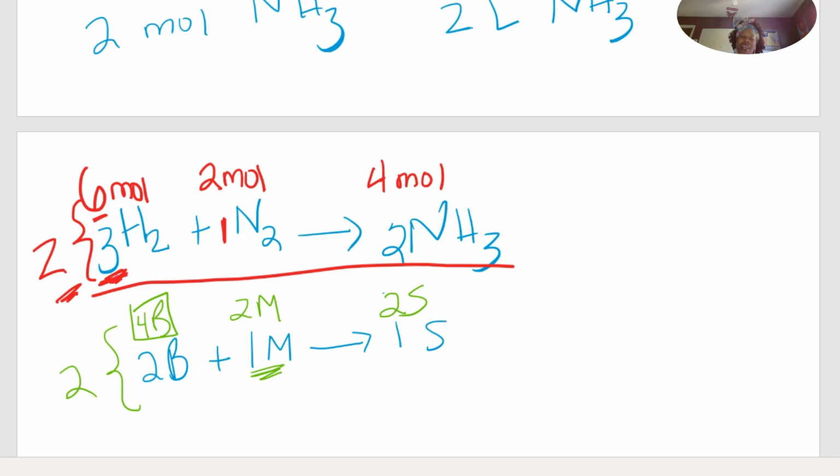So in other words, if one thing doubles, everything else has to double. If one thing triples, everything else has to triple.